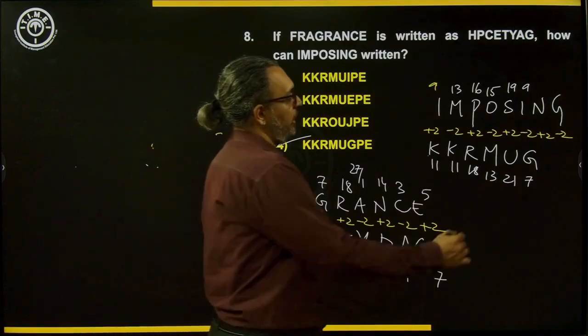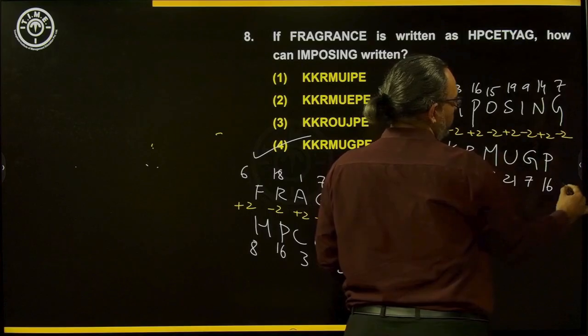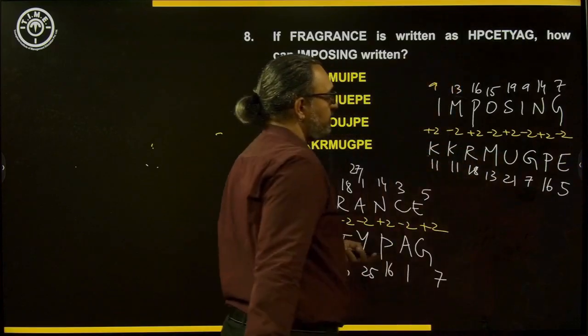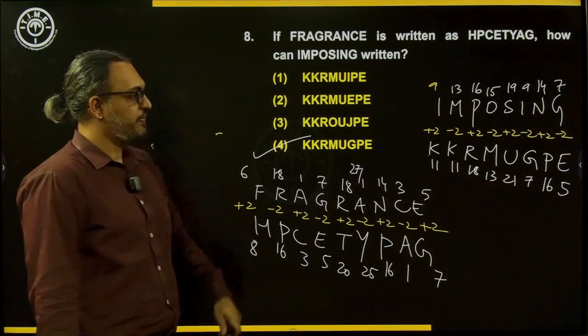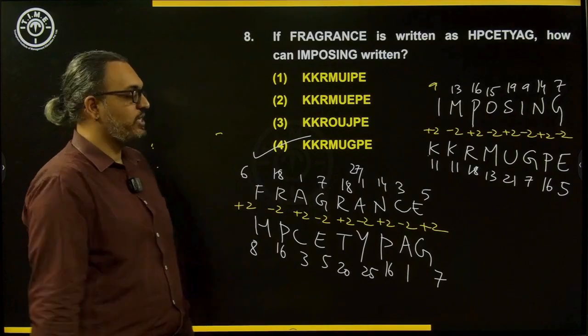Understood? And here 14 plus 2, 16, P, and 7 minus 2, 5, E. So that is how you get your answer. Okay, alternately plus 2, minus 2 is happening.